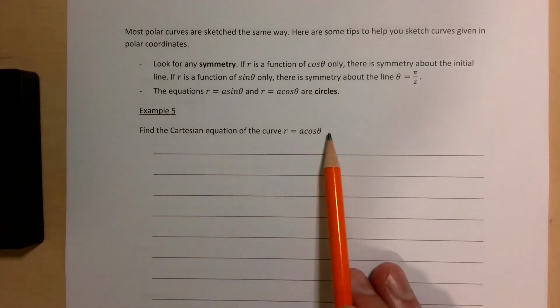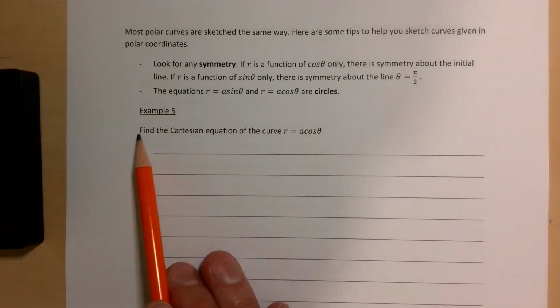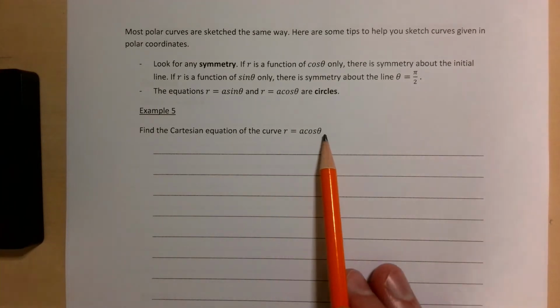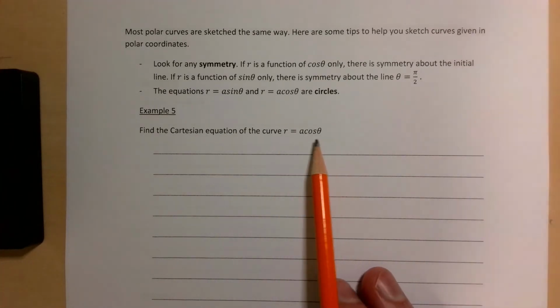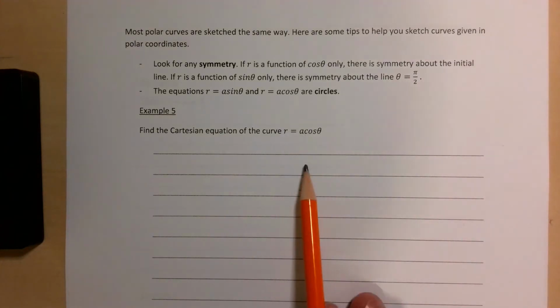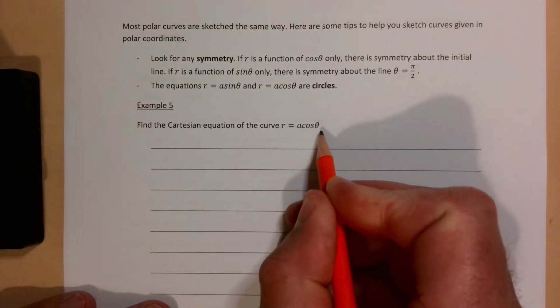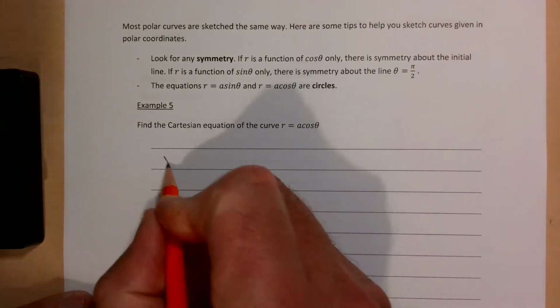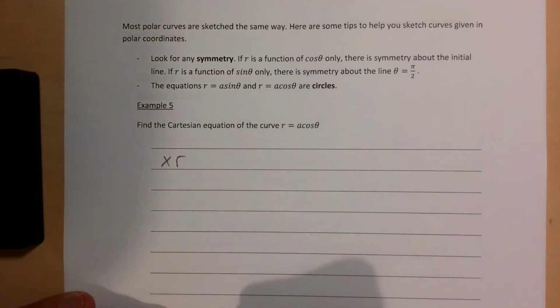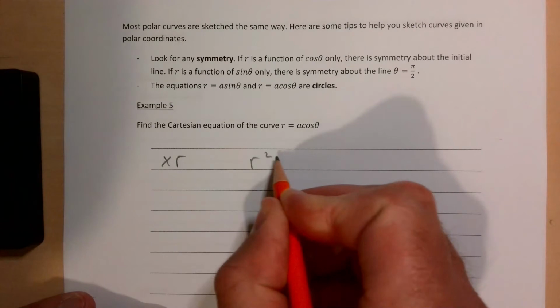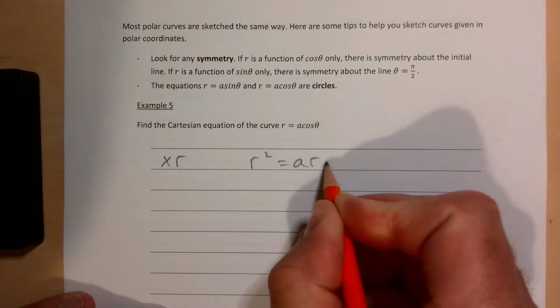Here's our example 5, and we'll work through it again. A bit of a strange way of doing this one. Find the Cartesian equation of the curve r equals a cos theta. Again, we could do a wee table of values, but it's a bit messy for this one, so we're going to try a different approach. We are going to multiply through by r. Coming up with this yourself is a bit of a nightmare, but with a bit of practice you'll see what happens. So if we multiply by r, we get r squared equals ar cos theta.